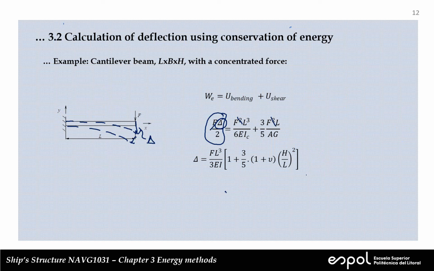And what we have done here is that in this case, here I have A, and you see that A is equal to b times h, and then the inertia is equal to b h cubed over 12, okay?